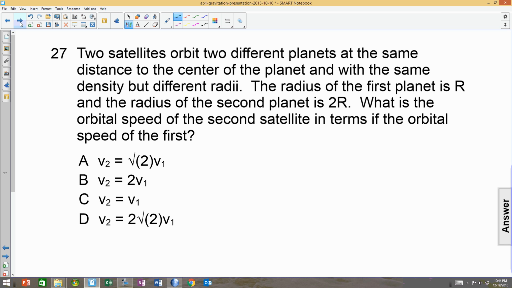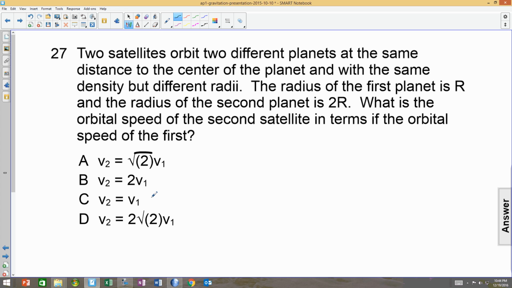Two satellites orbit 2 different planets at the same distance to the center of the planet and with the same density but different radii. The radius of the first planet is r, and the radius of the second planet is 2r. What is the orbital speed of the second satellite in terms of the orbital speed of the first? Again, you're going to go ahead and do a ratio of the two. Go ahead and pause the video now.